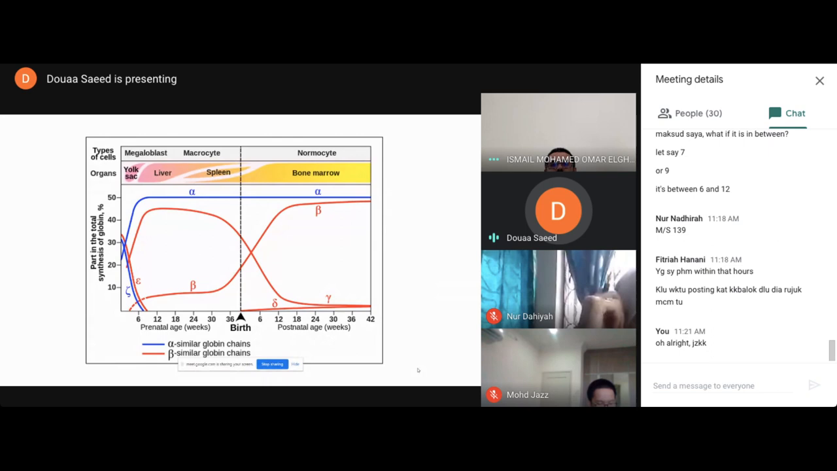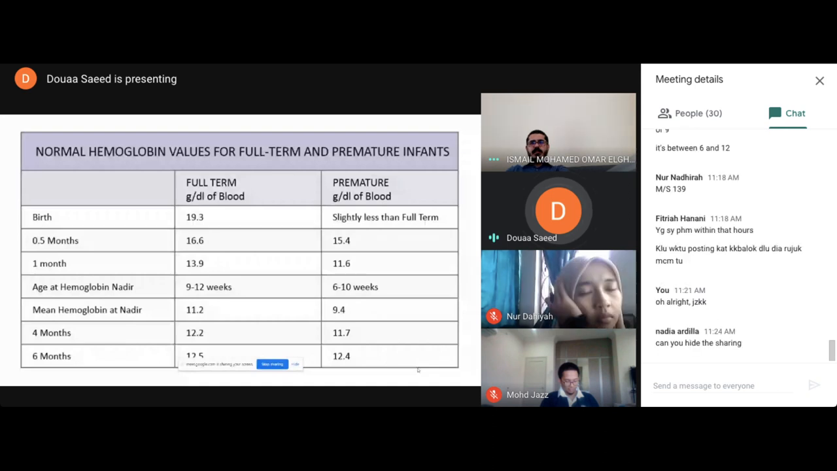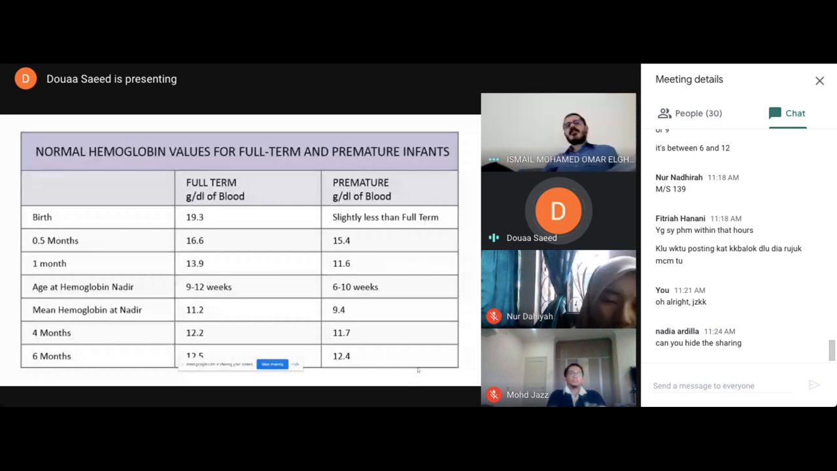This is the normal hemoglobin values for term and premature infants. We'll start with full term birth, which is the second column. At birth, the normal hemoglobin level will be 19.3. Then as you go on to 0.5 months and 1 month, you can see that there's a decreasing trend. By 9 to 12 weeks, the hemoglobin level will be at its lowest, another point in their life where the mean hemoglobin will be at 12.2, and then at 4 to 6 months, we will start to see an increasing trend.